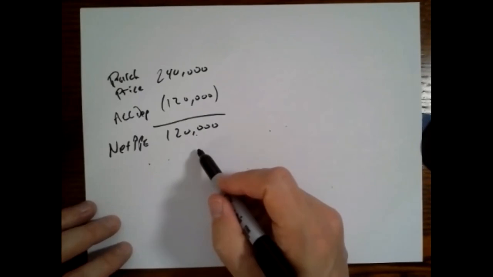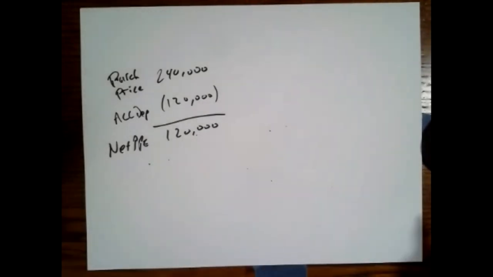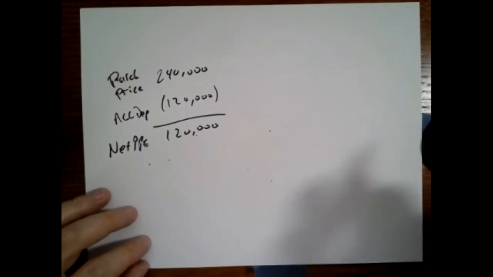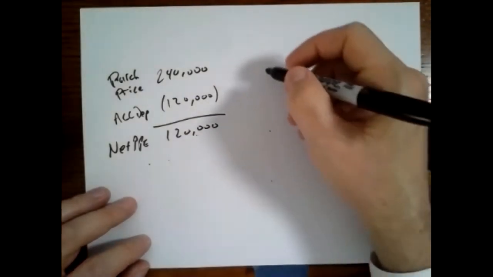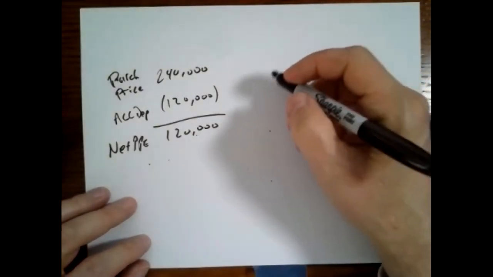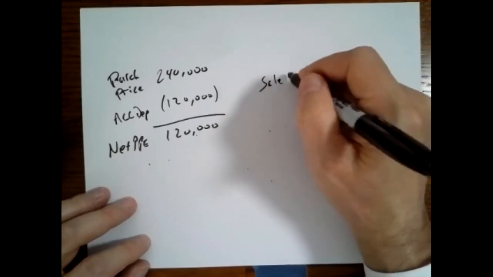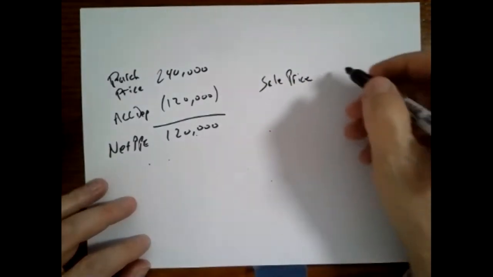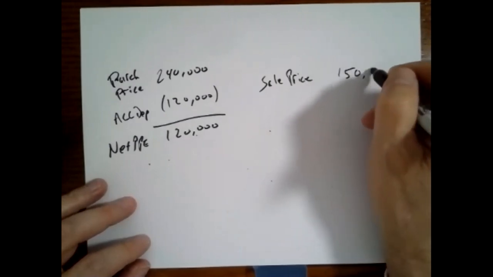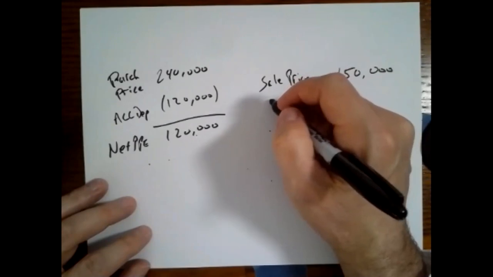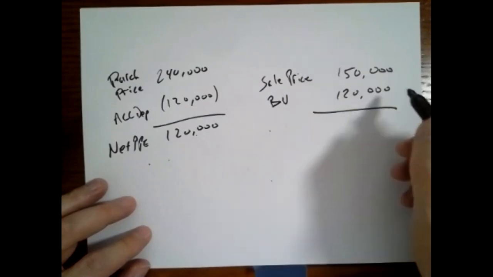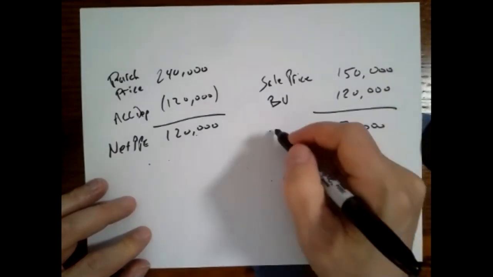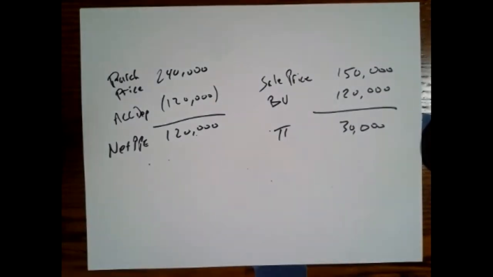All right, so the net PPE, the book value that the firm is going to sell this at, well, the book value matters because if the firm sells the equipment, let's say the sale price is 150. The book value, or net PPE value, is 120. So the firm then makes a profit, from the IRS's perspective, of $30,000.